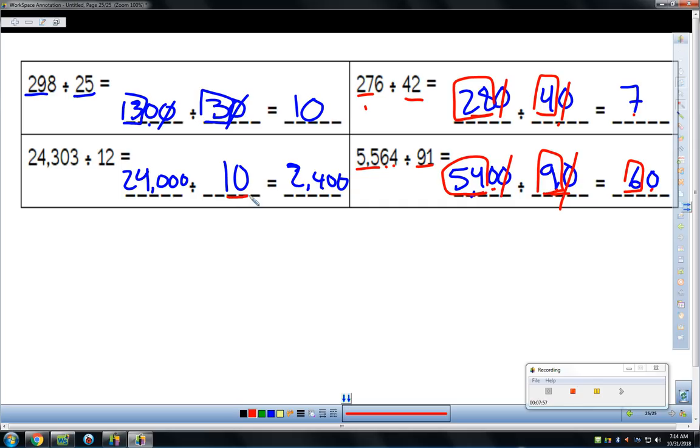12 rounds down to 10. In this case, all I need to do is get myself to a number that ends in zeros, because I know that I can divide numbers that end in 0 by 10. So they have 1 zero in common. 2,400 divided by 1 is 2,400.